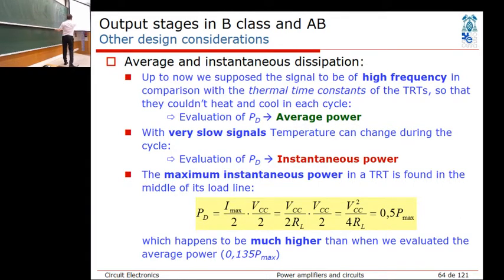Okay, which happens to be much higher than the average power. Oh, yeah, I remembered it wrong. It's actually 13.5. Okay, much higher. So it needs some engineering factor. And now you know where the engineering factor comes from. That's one design consideration.